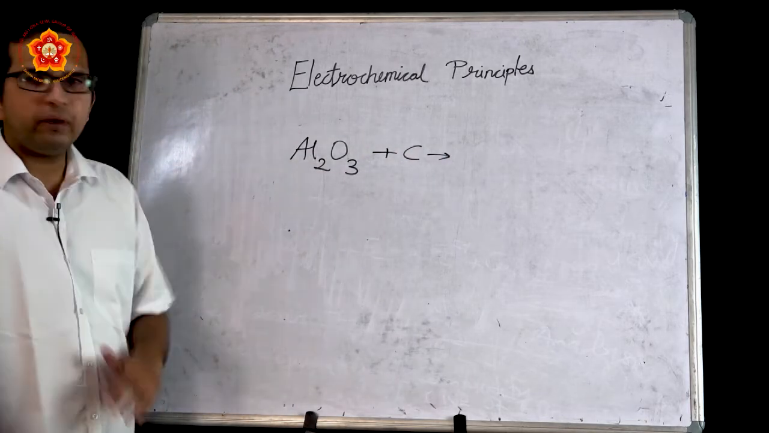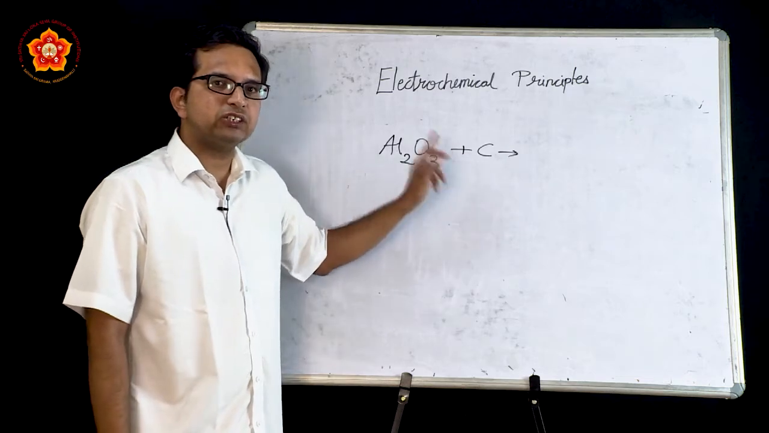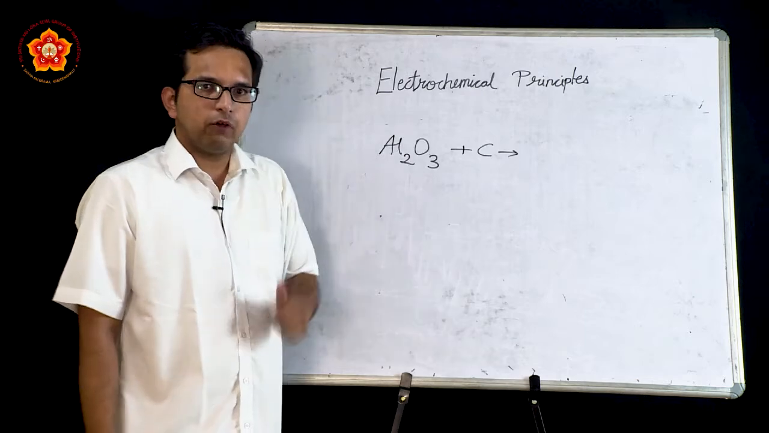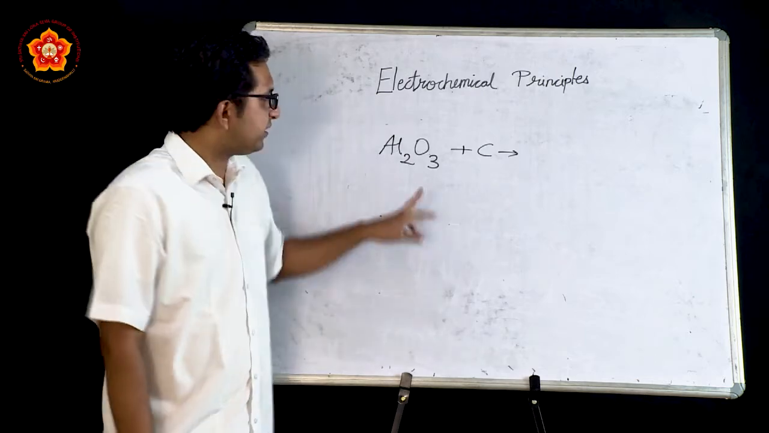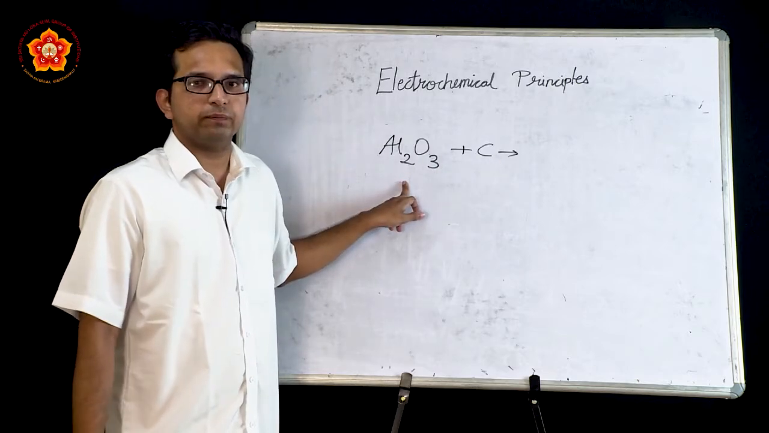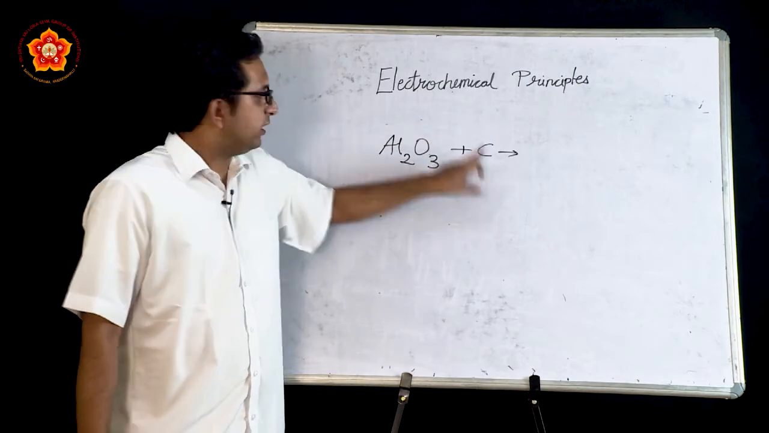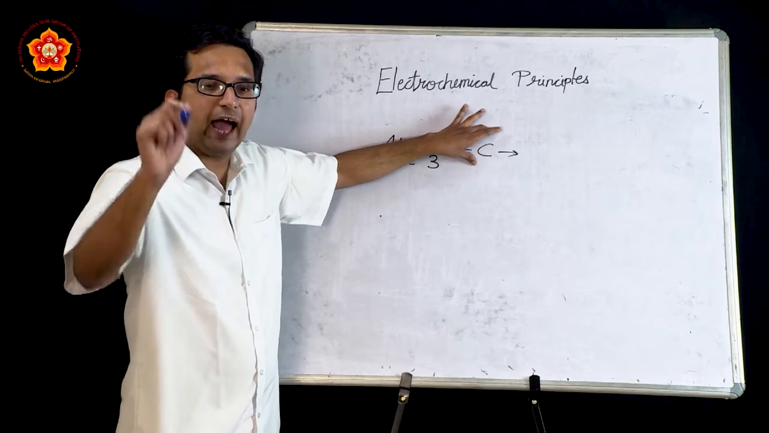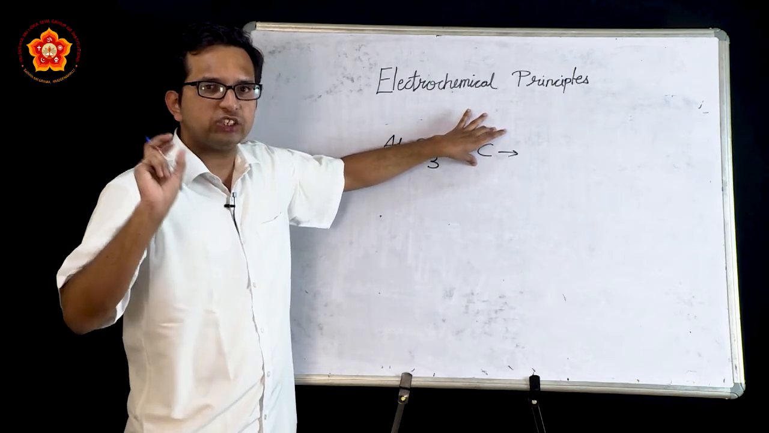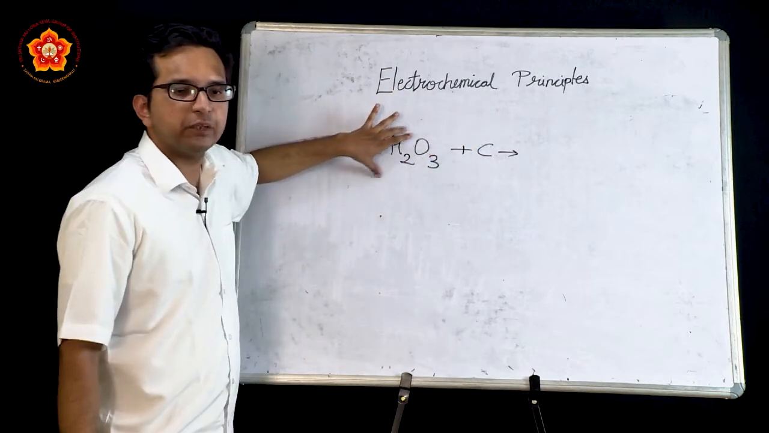Now, please remember that we had done the reactions of carbon in the form of coke with iron, copper and zinc. But here this reaction doesn't mean direct reaction of coke with aluminum oxide. This carbon is nothing but the anode graphite which is taken. This is only possible in an electrochemical process because aluminum is pretty much reactive.